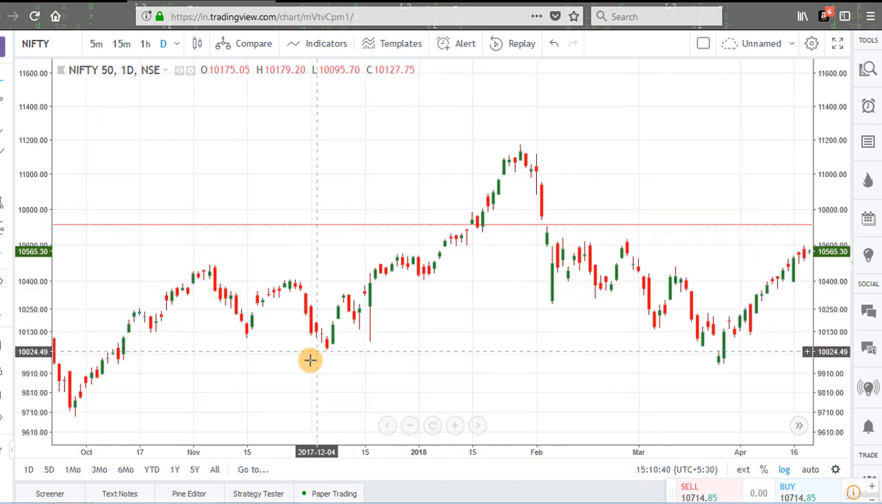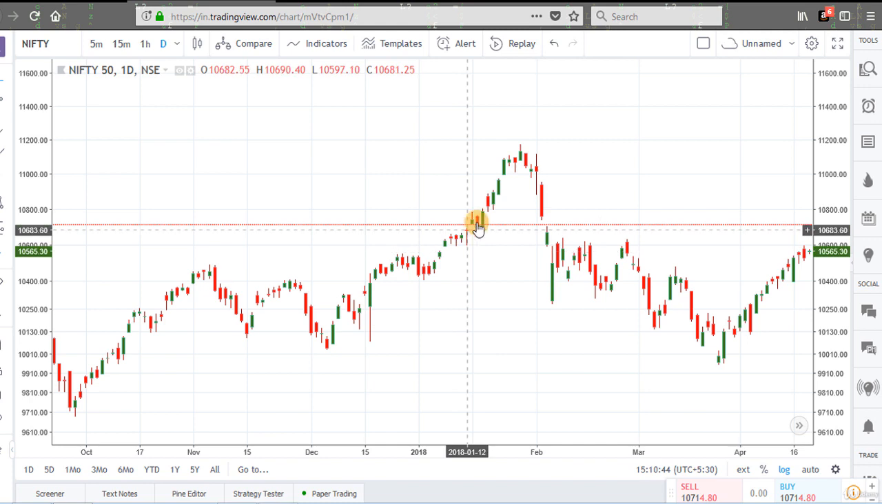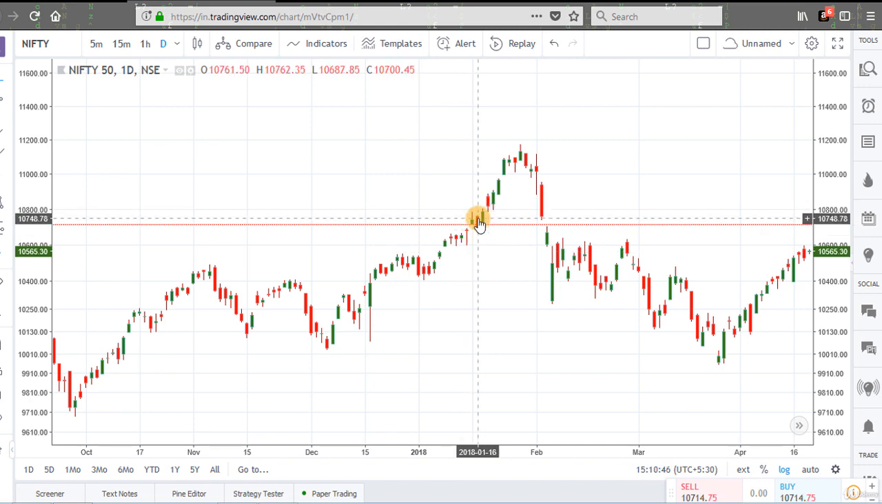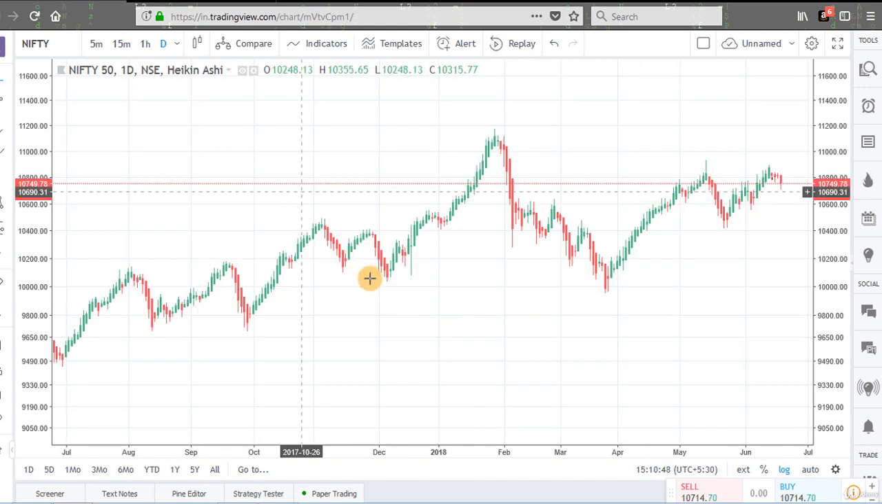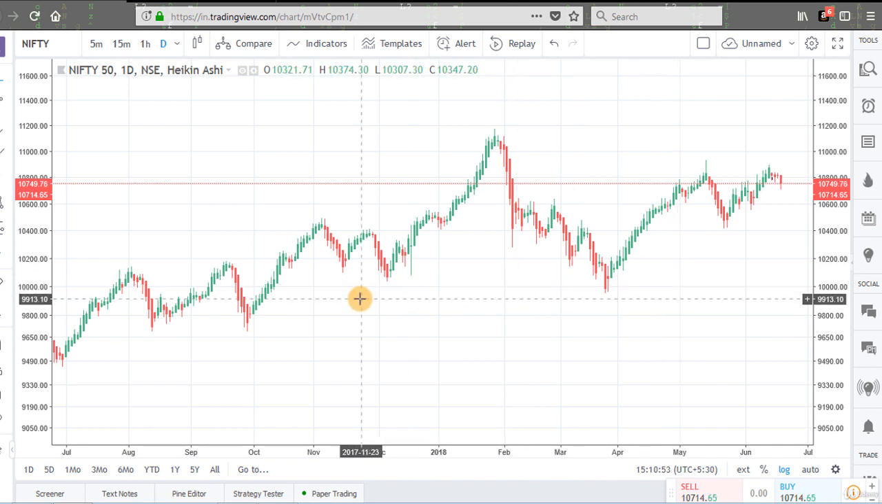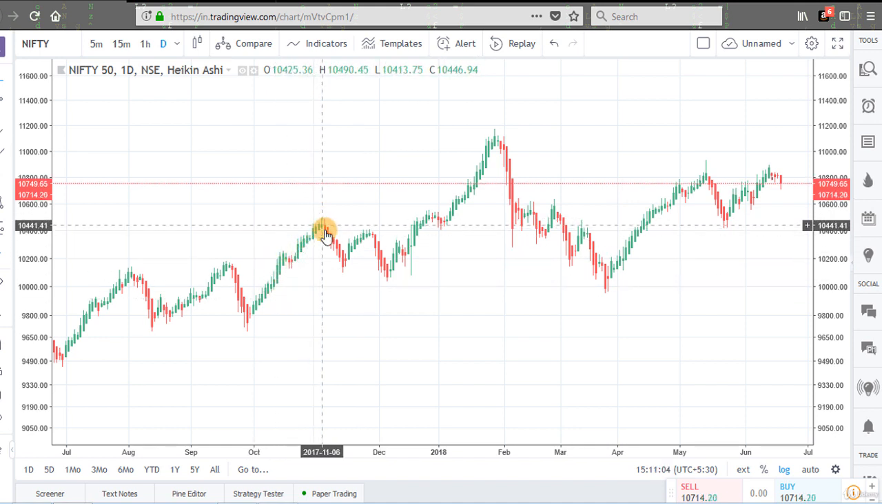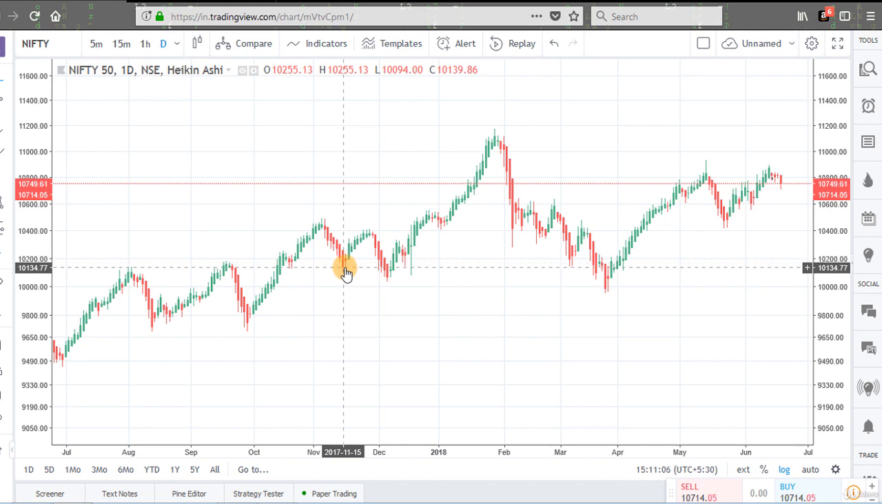You can see this is the regular candlestick chart of Nifty 50. The candles are very irregular and we cannot find any signal with the candles. But this is the Heikin chart of Nifty 50. In this chart, we are getting clear signals of buying and selling, as these green candles show us the buying pressure and the red candles show us the selling pressure.